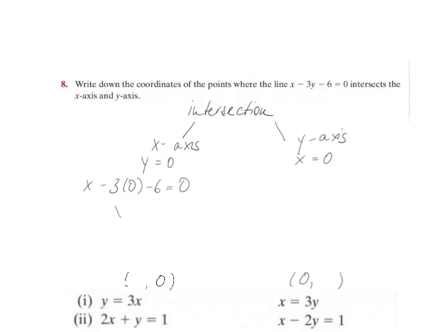Okay, so we put y equals 0 in x minus 3 times 0 minus 6 equals 0. That leaves us with x minus 6 equals 0 and x equals 6. So we put that in here. So the point is 6, 0.